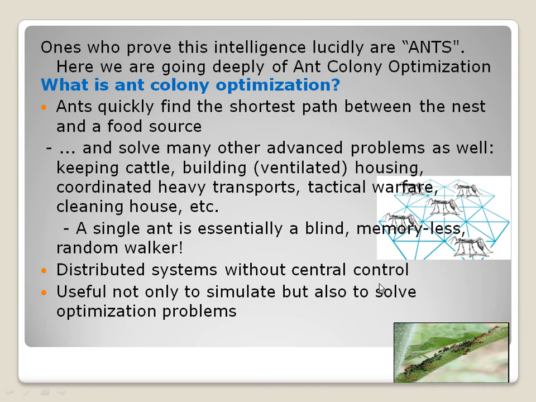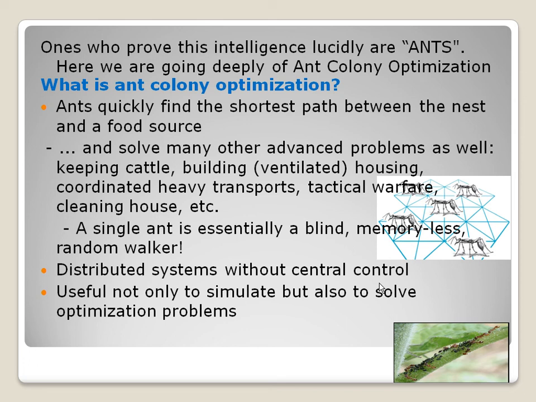Moving on to the next slide, the ones who prove this intelligence lucidly are ants. Here we are going deeply into ant colony optimization. What is ant colony optimization? Ants quickly find the shortest path between a nest and a food source, and solve many other advanced problems as well, such as keeping cattle, building, housing, coordinated heavy transport, tactical warfare, cleaning house, etc. A single ant is essentially a blind, memoryless, random walker.